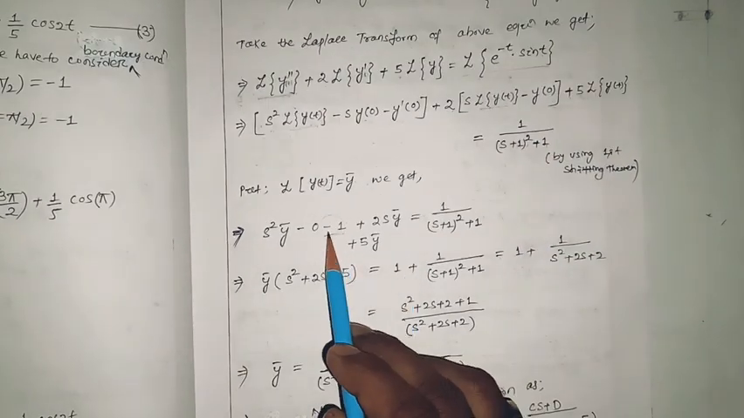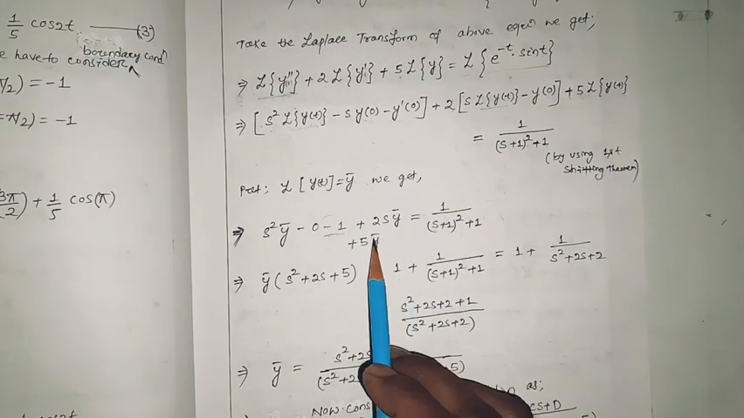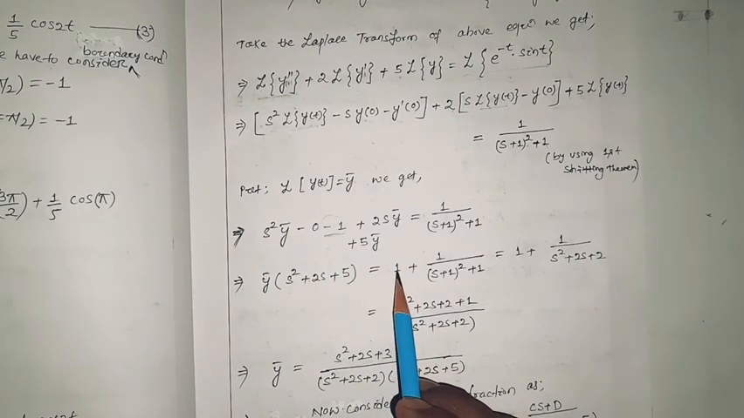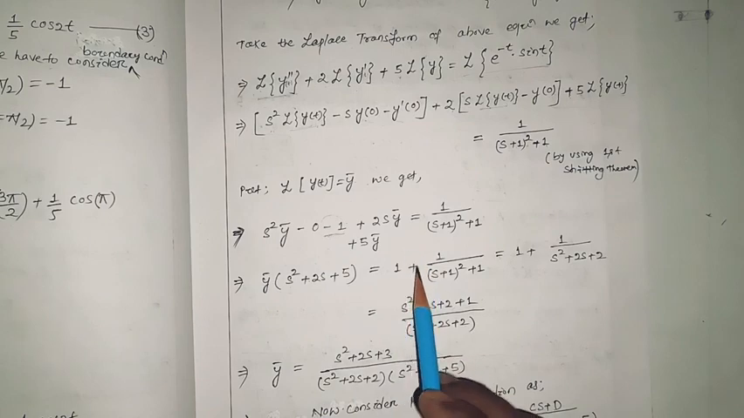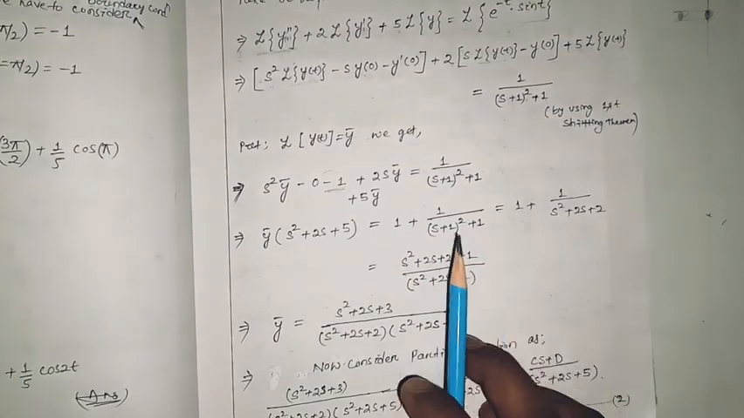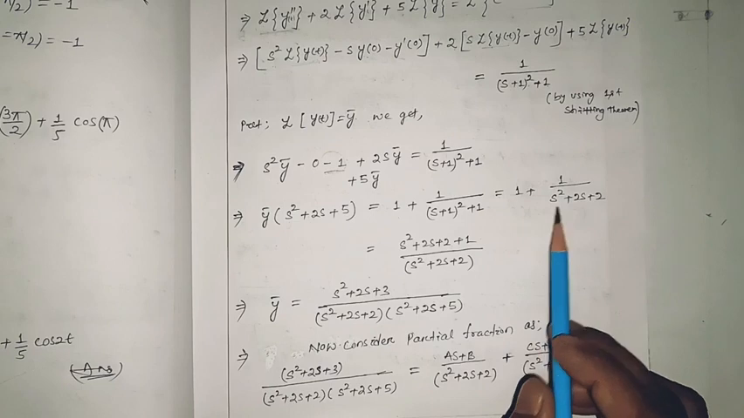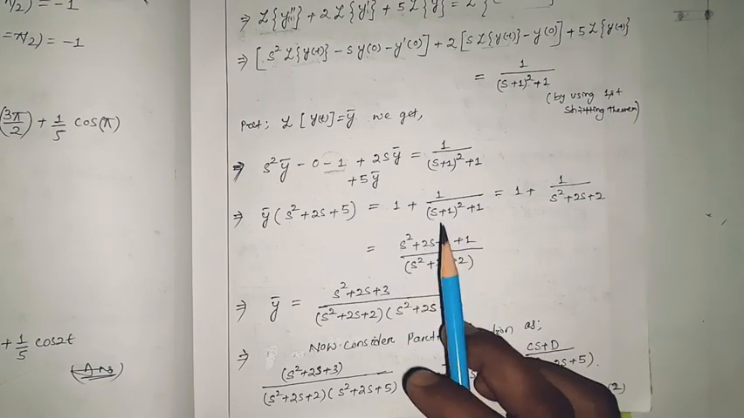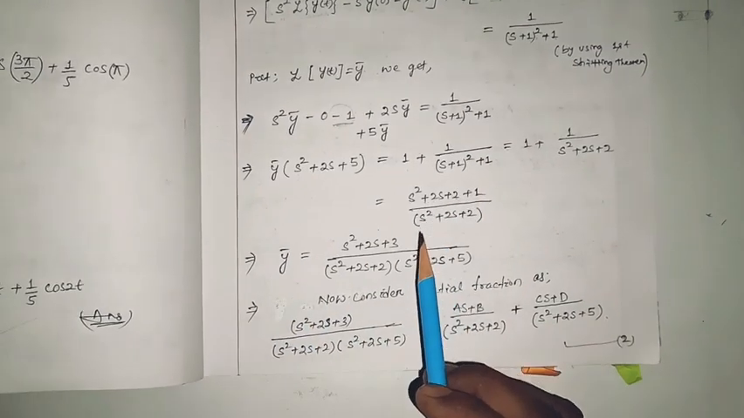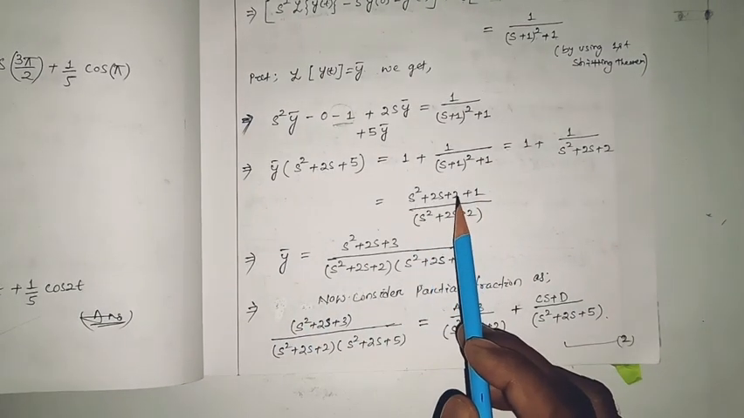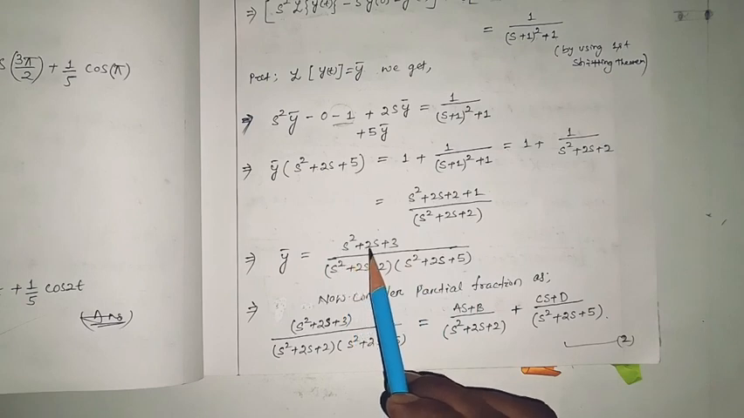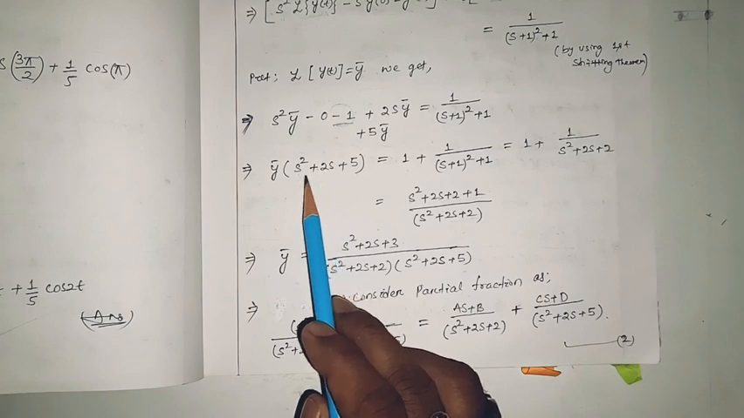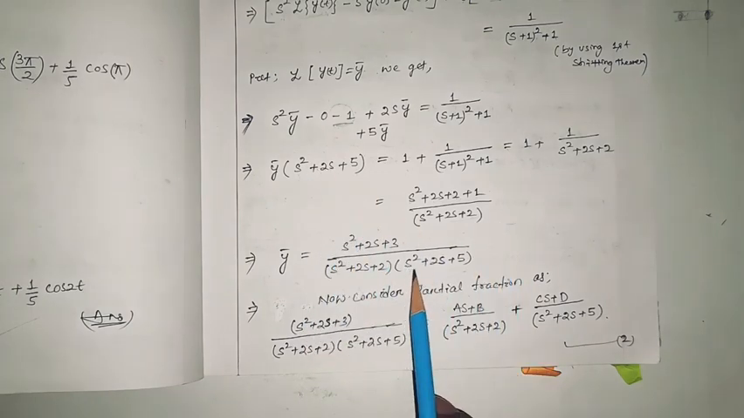So here -1 is taken to this side, and y bar taken common, s square plus 2s plus 5 equal to this one, taken this side, so 1 plus this term, and with simplification we found s square plus 2s plus 2 plus 1 divided by this term. So y bar will be how much? The numerator will be 2 plus 1 equal to 3, so s square plus 2s plus 3 whole divided by this term into this term, s square plus 2s plus 5.